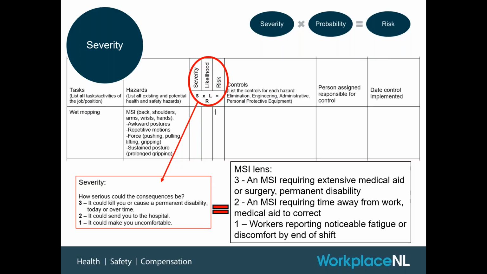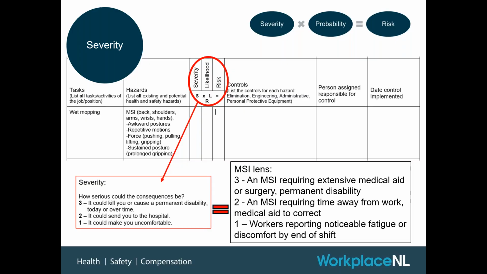So when it comes to severity, perhaps your ranking scale is defined like what's shown on the left down at the bottom here. So 1 would mean it could make you uncomfortable. 2, it could send you to a hospital. 3, it could kill you or cause a permanent disability today or over time. Sometimes, with these definitions provided for severity and likelihood, the risk assessment team may have a bit of a struggle trying to apply them to MSI. They're not really sure because they maybe don't have a great understanding of the risk factors and how much of an impact they have on a worker's body and risk of developing an injury.